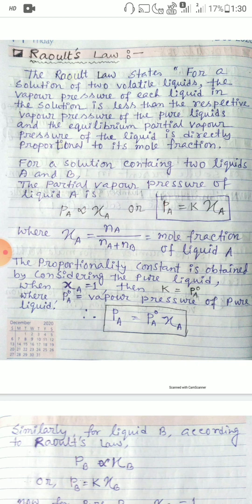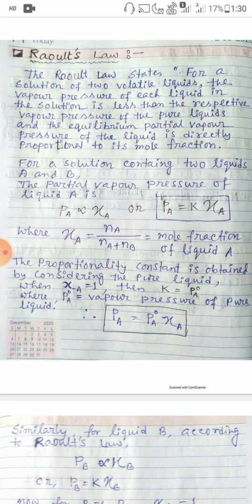So Raoult's law is Pa directly proportional to Xa, or Pa is equal to K into Xa, where K is a constant and Xa is the mole fraction of A. And how do we calculate the mole fraction of A? Xa is equal to the number of moles of A, Na, divided by the total number of moles in the binary solution. So Xa is Na by Na plus Nb, the mole fraction of liquid A.